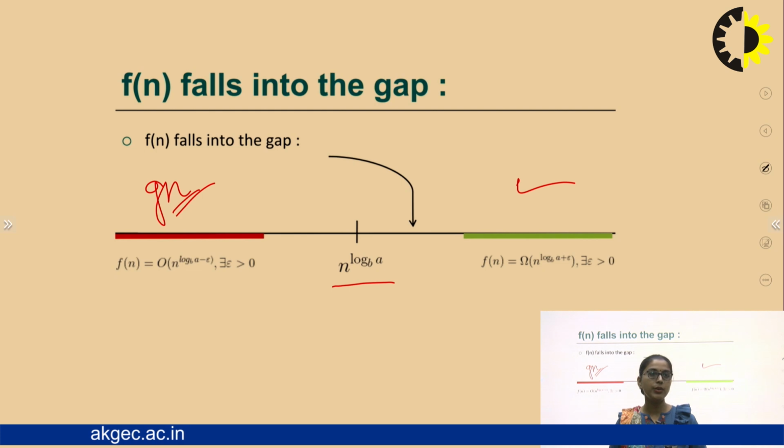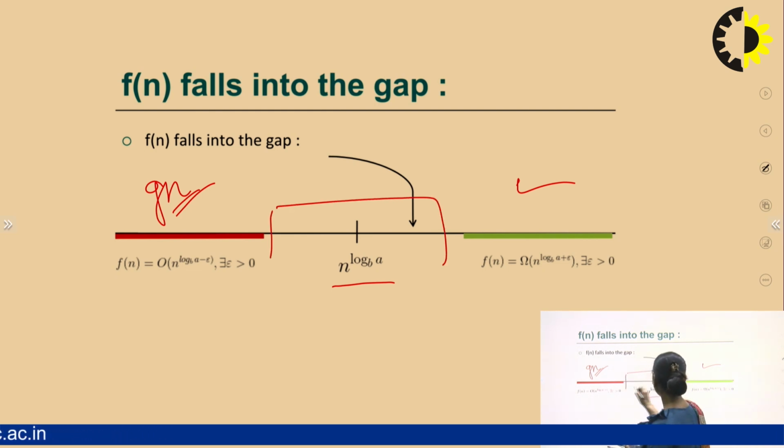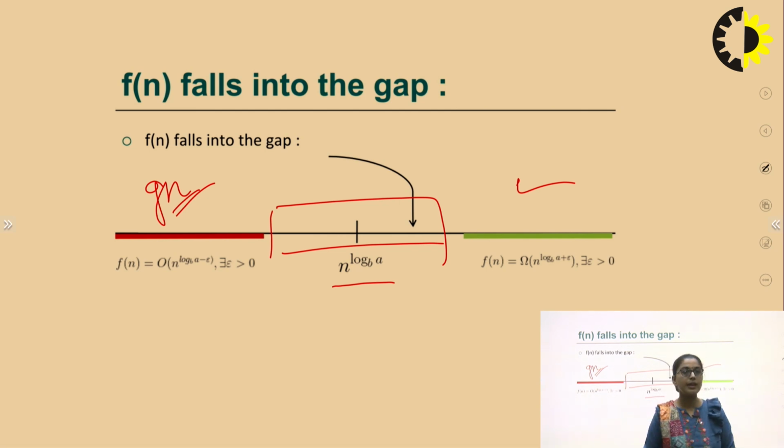Then what we are doing, there is some gap. What was that? This is the gap. This gap cannot be directly solved by the basic master method. We have to use some extension of this particular master method.